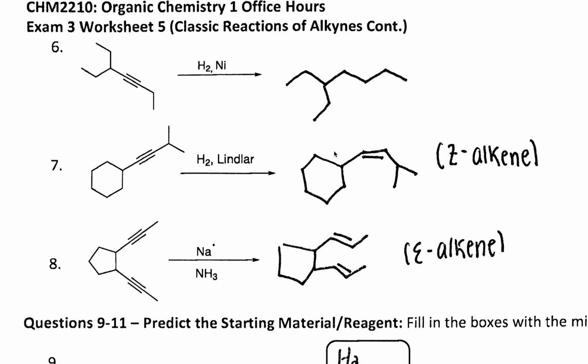So recall that we know that it's a Z-alkene because we have the highest priority substituents coming off of that double bond on the same face. So if I put this line through here, I have a ring over here, and I have that isopropyl group over here. So that's why it's a Z-alkene.